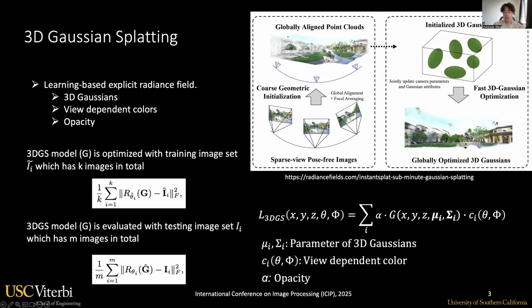The 3DGS is trained using a set of images and optimized to minimize the difference between the rendered images and the ground truth images. The loss function ensures the model can generalize well when we evaluate on a novel test view, so the test image is different from the training images.